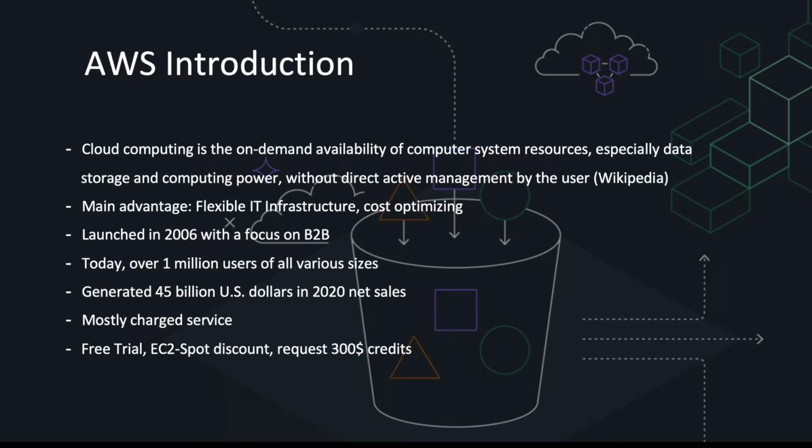AWS was launched in 2006 with a strong focus on B2B. However, today they count over 1 million users of all various sizes. In 2020, AWS generated a total net sales of 45 billion US dollars. The service is mostly charged, however, there are free trials available as well as large discounts on EC2 spot instances, and it is also possible to request 300 US dollars for free trial projects.